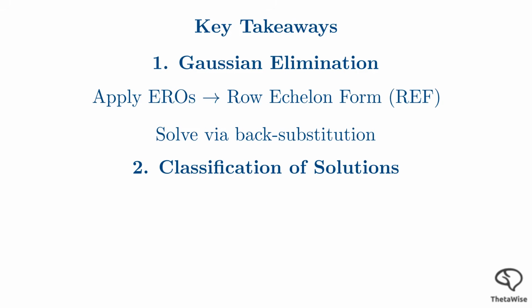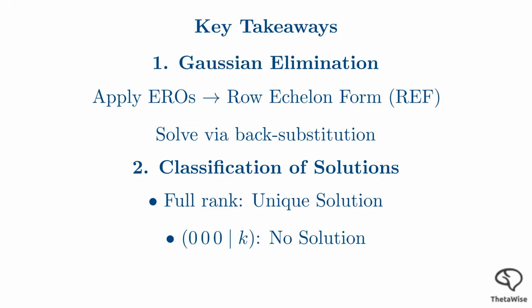A full set of pivots indicates a unique solution. A row of zeros on the left with a non-zero constant on the right indicates an inconsistent system, and a full row of zeros indicates a dependent system with infinite solutions.